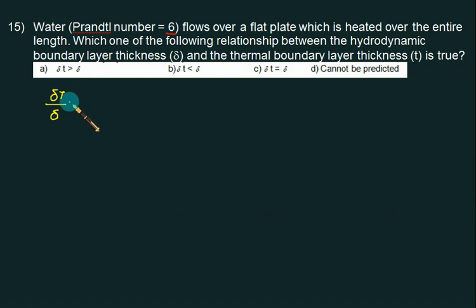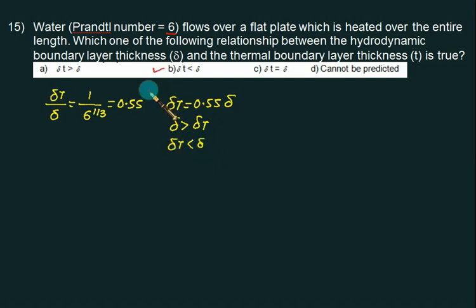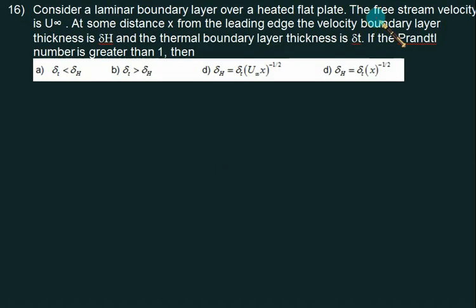In this case we are given Prandtl number equal to 6 and we want to find the relation between them. So it is Pr to the power 1 by 3, and the answer is 0.55. So delta T is 0.55 of delta. So delta is greater than delta T, or delta T is less than delta. Choice B is correct.